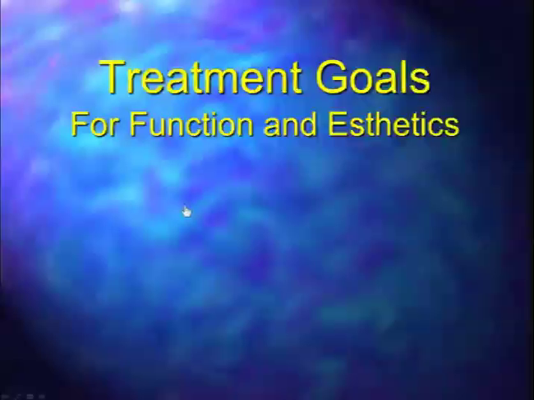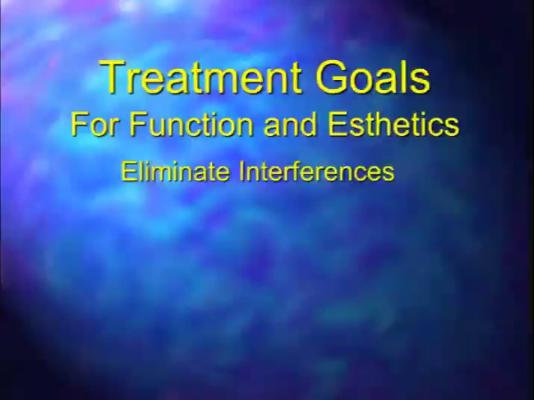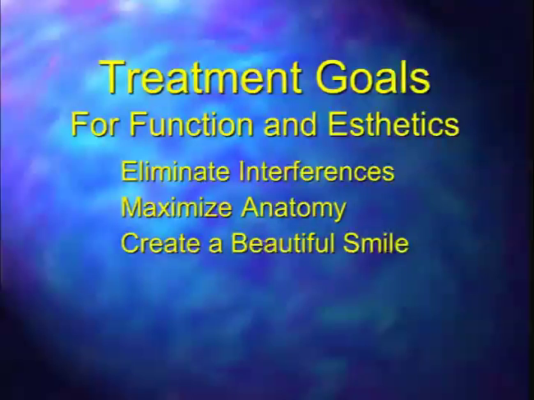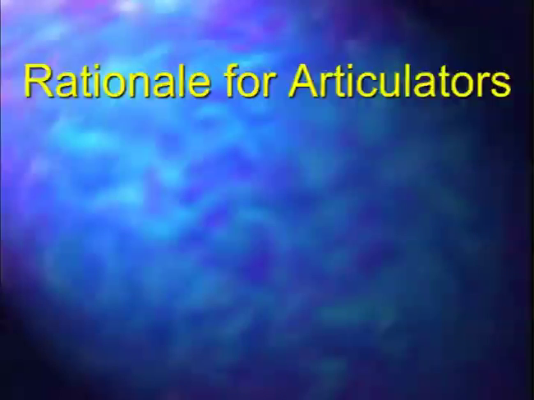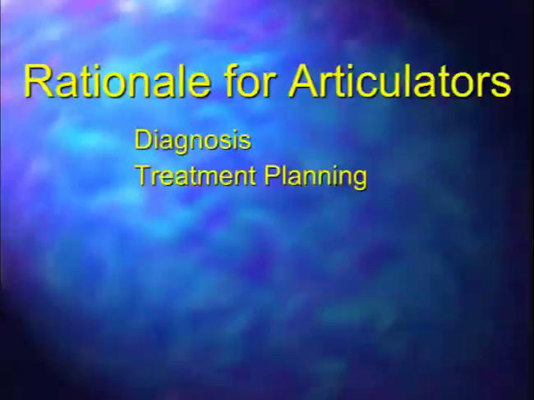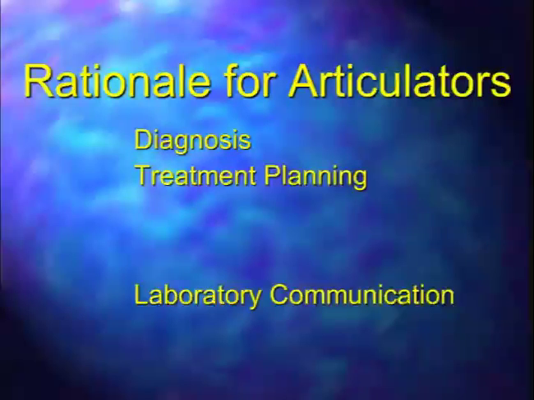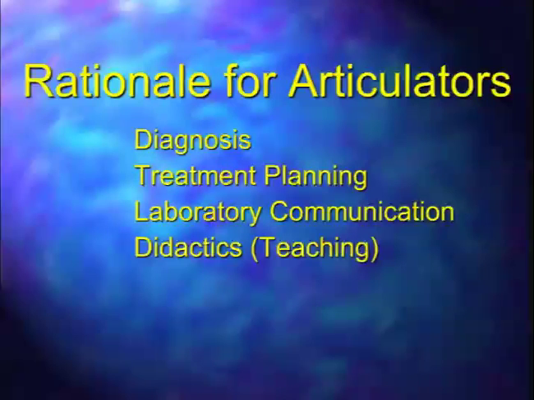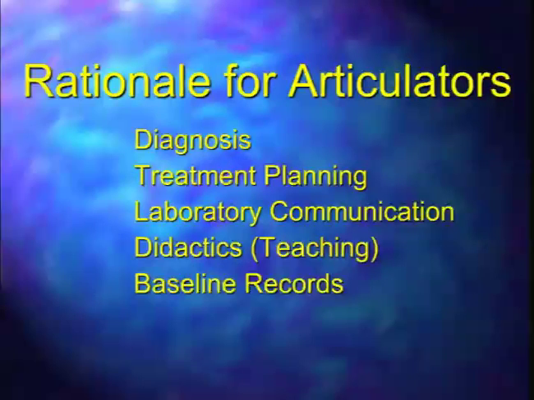So some treatment goals for both function and aesthetics would be to eliminate interferences, to maximize anatomy for chewing efficiency, stability, and longevity, to create a beautiful smile, and to enhance facial aesthetics. So the rationale for articulators would be to diagnose whether we have interferences when the joint's in the socket, develop a treatment plan that's in harmony with the biologic system, to communicate with the laboratory for both function and aesthetics. You also need one for teaching or for didactics, and I think most importantly for baseline records, knowing how the patient came to you, what you did to them, and how they are now.